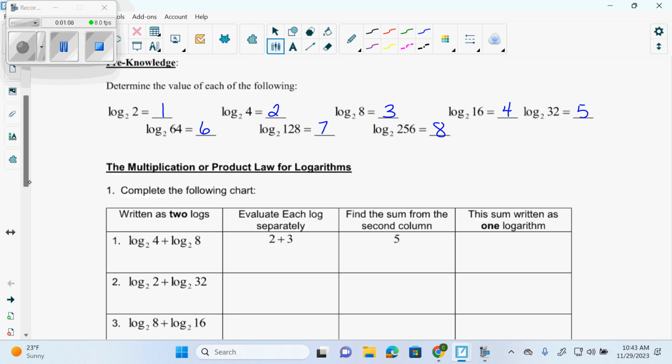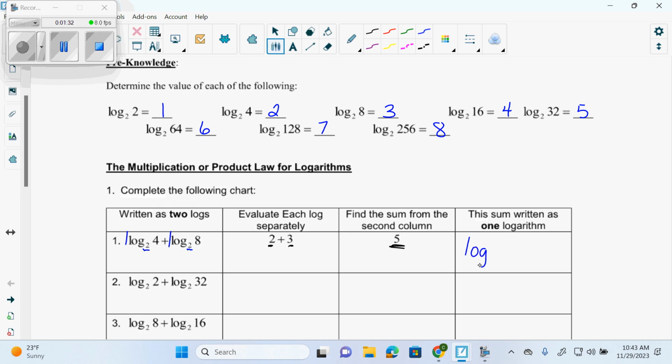So, if I go log base 2 of 4, I get 2. And if I go log base 2 of 8, I get 3. And if I go 2 plus 3, I get 5. We agree? Now the rule on my formula sheet for the product rule says that if these are the same base, so they're both base 2, and they have plus 1s in front, I can multiply them. So let's try it out. I can write it as a single logarithm.